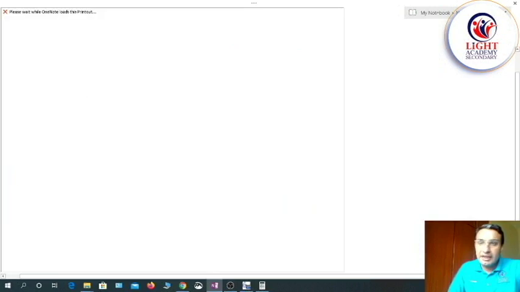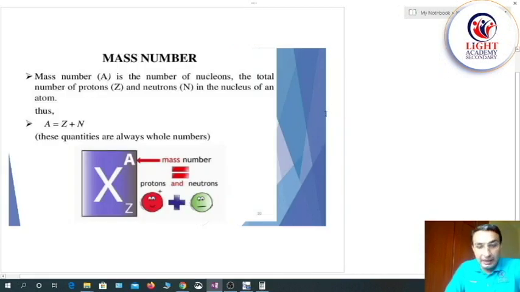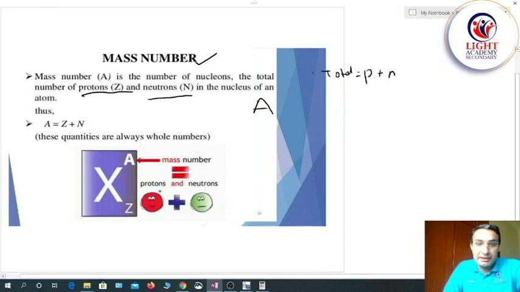Okay, so our next term is atomic mass, meaning mass number. Mass number is the total number of protons and neutrons. As you see, mass number is defined in the nucleus. It means that the total number of protons and total number of neutrons in the nucleus is called atomic mass, and atomic mass is represented by capital A.